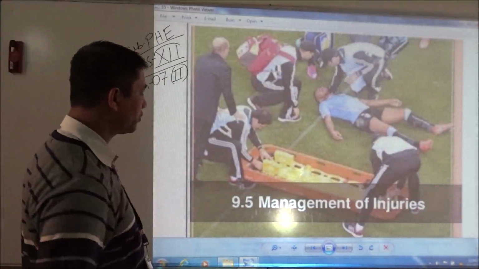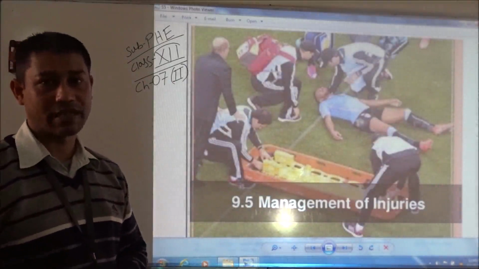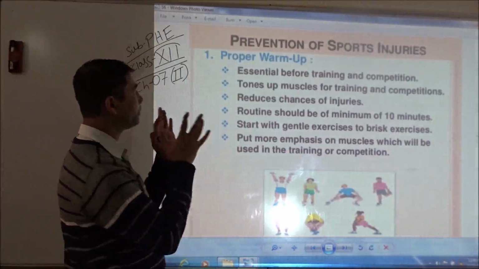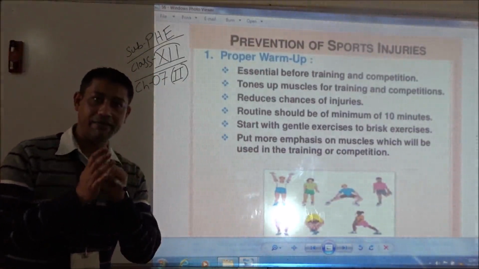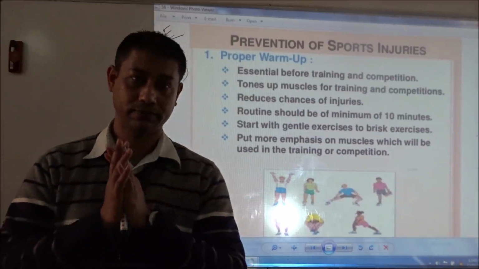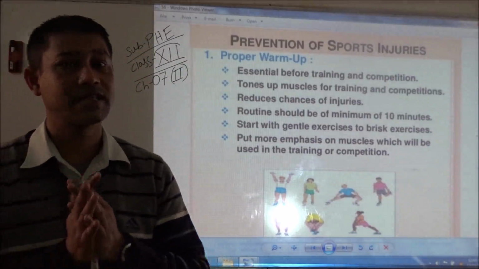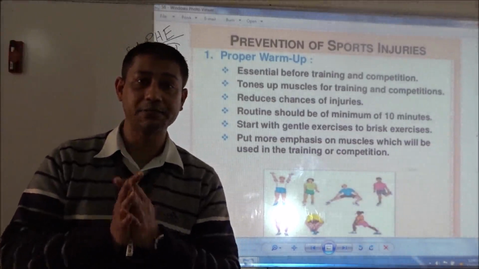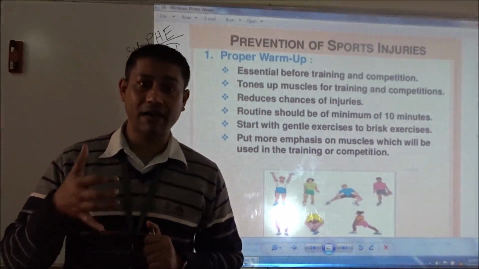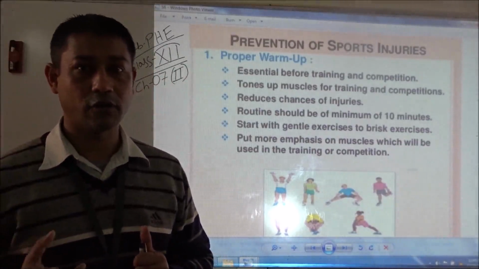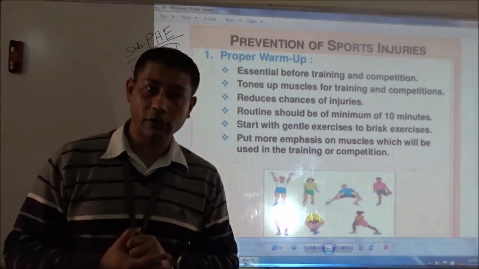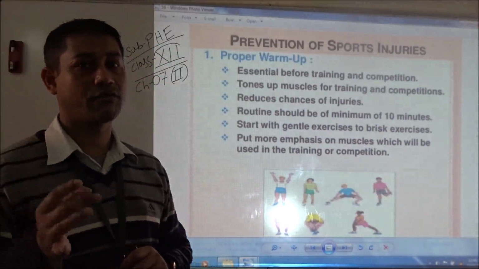So, next we are going to discuss the management of injuries, how to manage. So, these are the probable preventions. The individual needs to undergo proper warming up. We are all well aware, students, that warming up helps in increasing the body temperature. Warming up makes our body ready for the competition period, and also it minimizes the chances of injury.